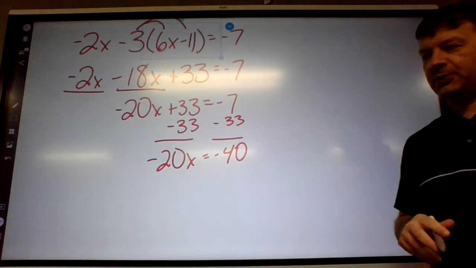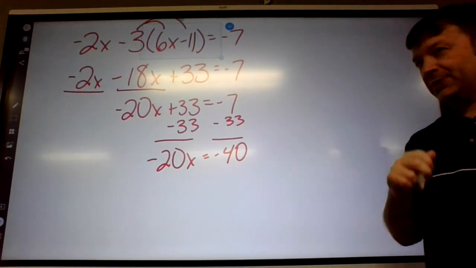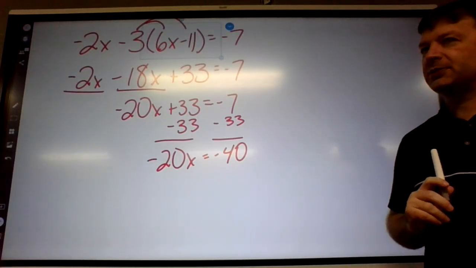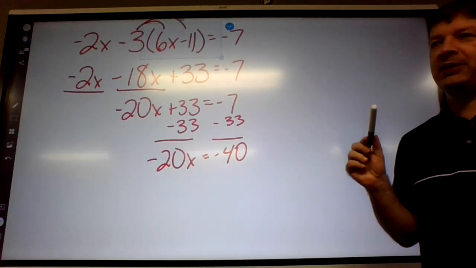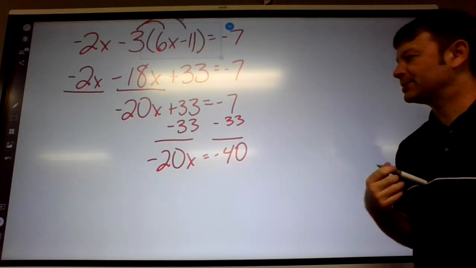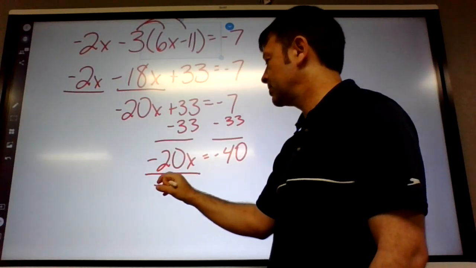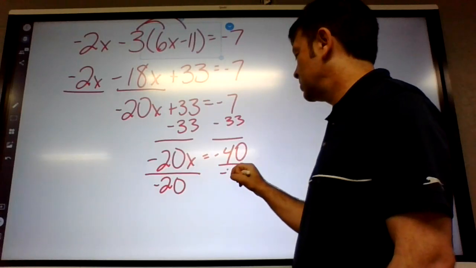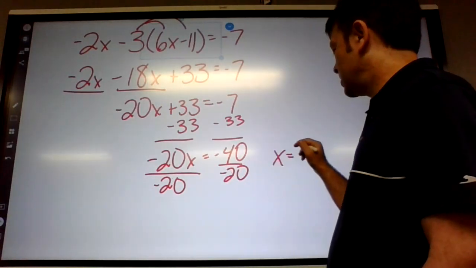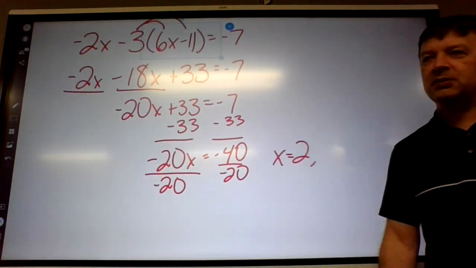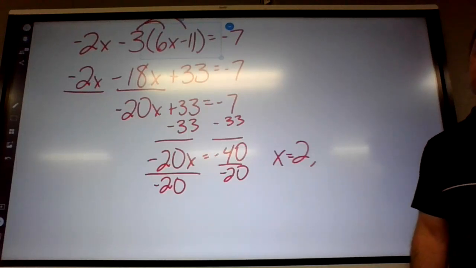I think on this worksheet, it's one of the easier ones, which means there's no fractions. But when we get back into the book, there will be fractions. It should be the same steps you would do. And then x equals 2.